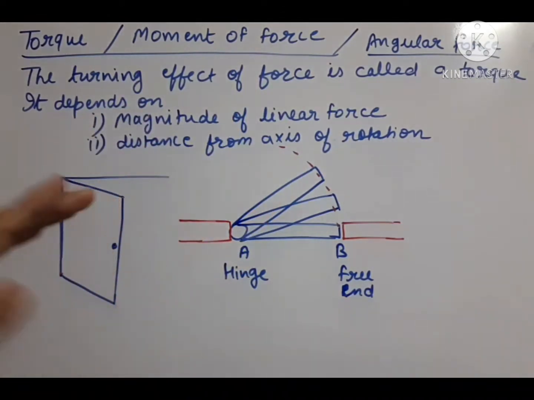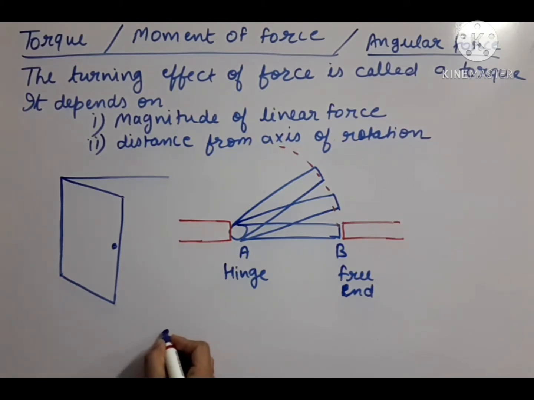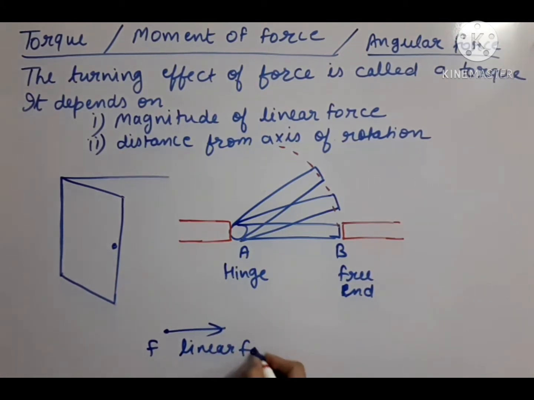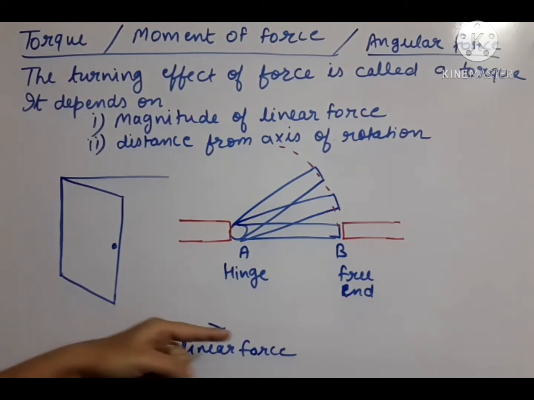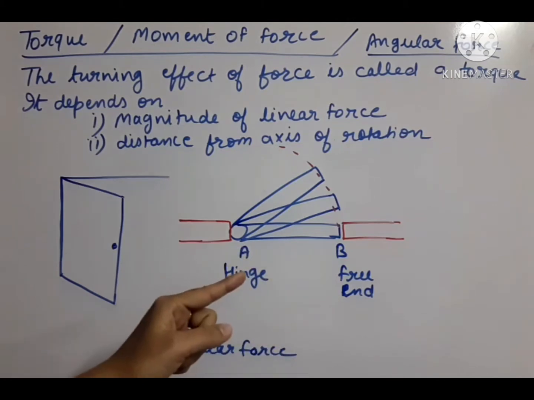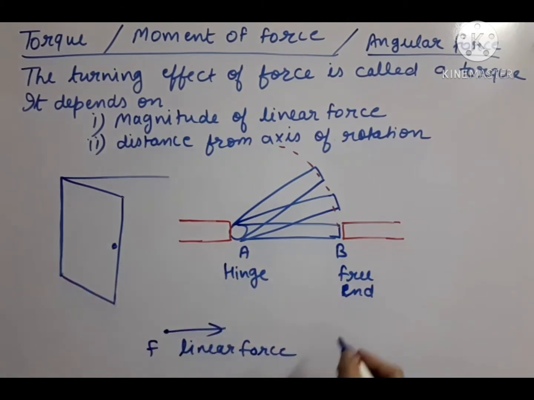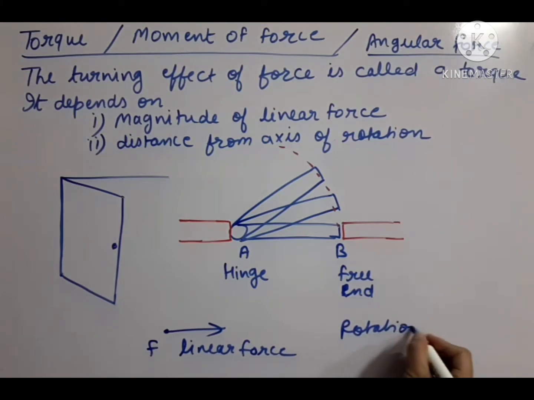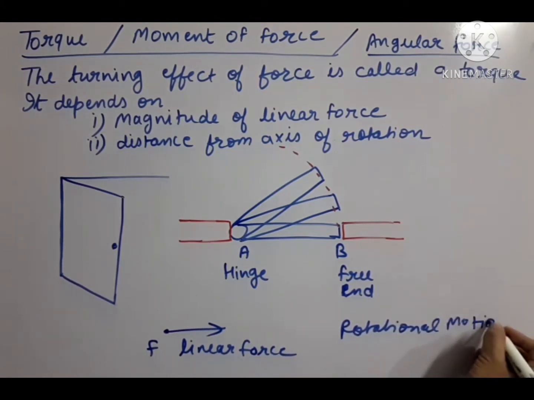The idea is this: whenever we were taking linear motion, suppose any object was required to move linearly, then one force was required to move it linearly, that we were calling linear force. Now suppose we don't want to move the body in a linear manner, we want to rotate a body. We want a rotational motion. So in case of rotational motion, whatever force is required, we will now call by the name torque.